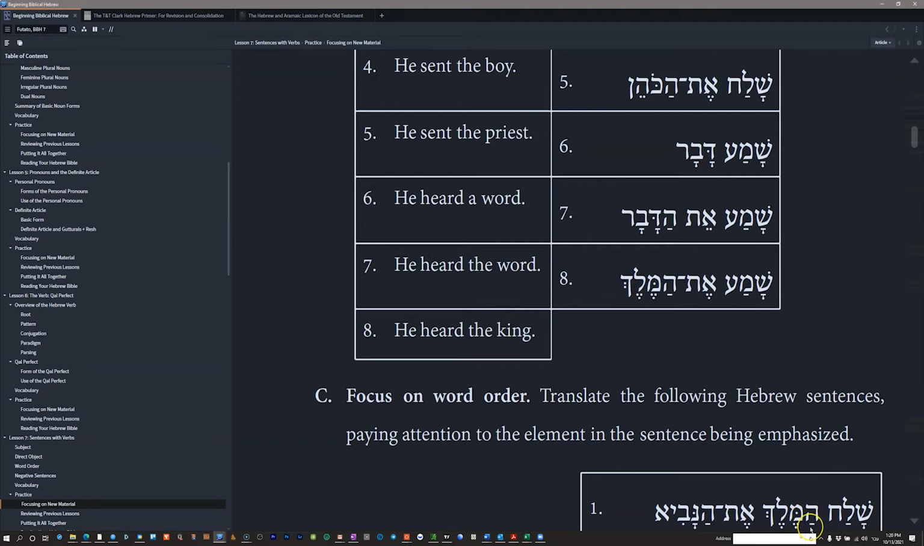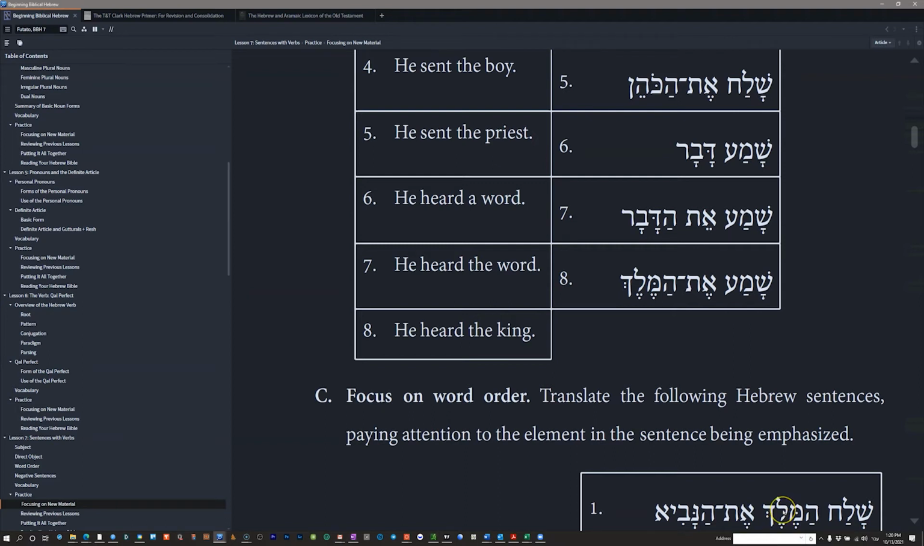It can serve as the subject. It can serve as the direct object of the verb, that is, the thing that the verb is being done to. In this case, the direct object would be the thing that is sent, whereas the subject would be the thing that is sending. Or the third function that we've learned for a noun in a Hebrew sentence is the object of a preposition. We don't have a preposition here, so it can't be that. Could it be the direct object? Well, a king could be sent, so that works.